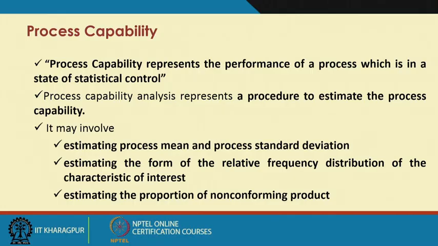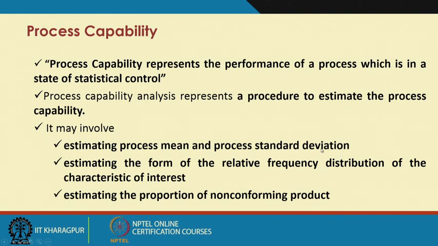Obviously, you need to use one or more of the control charts, or the relevant control charts you must use. Now, the process capability analysis represents a procedure to estimate the process capability. Now, it may involve a few things like estimating process mean and the process standard deviation. That is the first exercise you have to do.